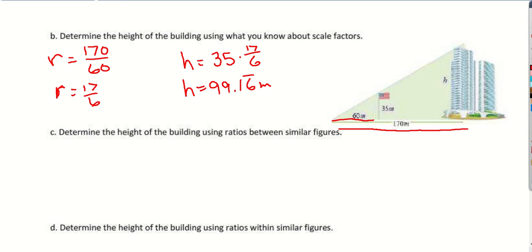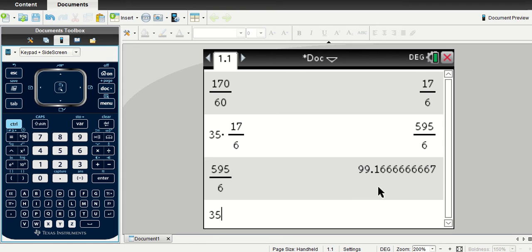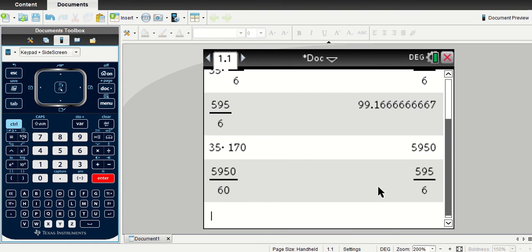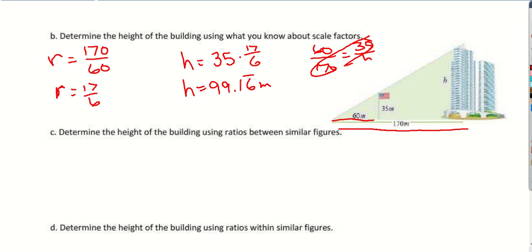Now, if you want to do the same thing, we could use a proportion, right? 60 over 170, and then the same ratio would be 35 over h. And so you see, I'm still going to do 35 times 170, and then divided by 60. And we're still going to get that same answer here, okay?